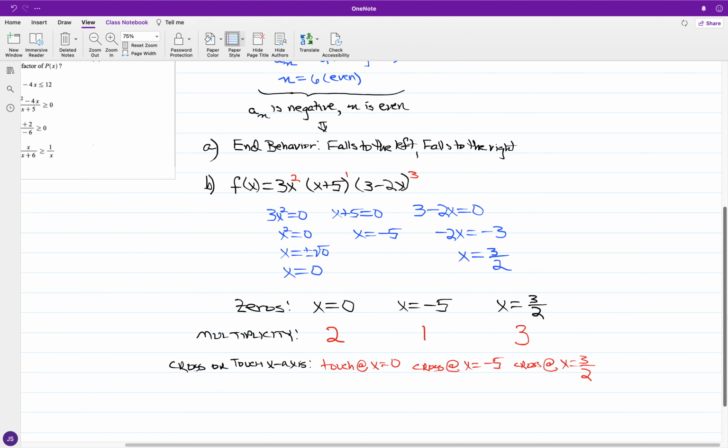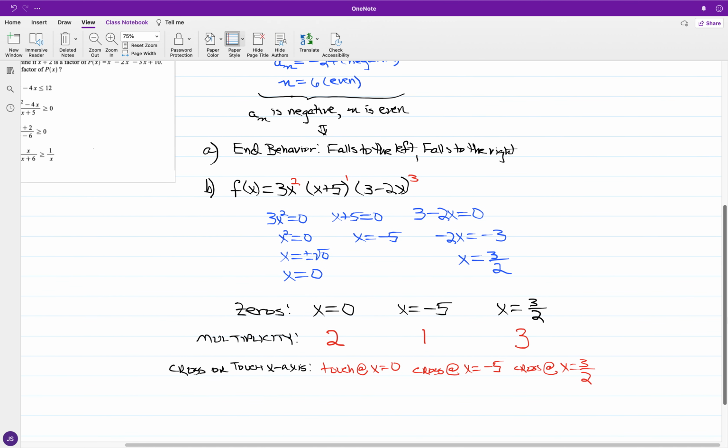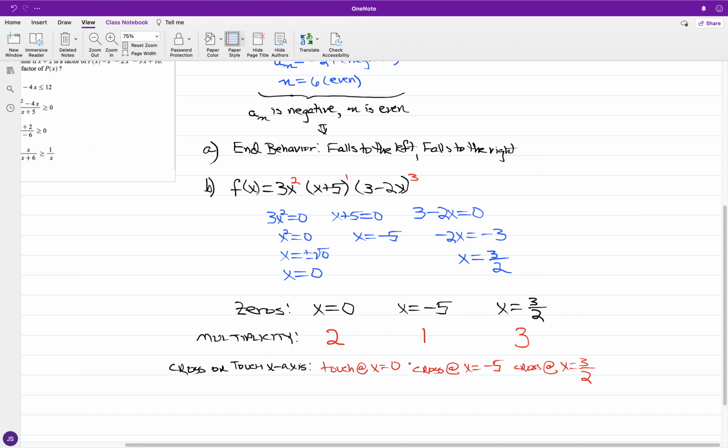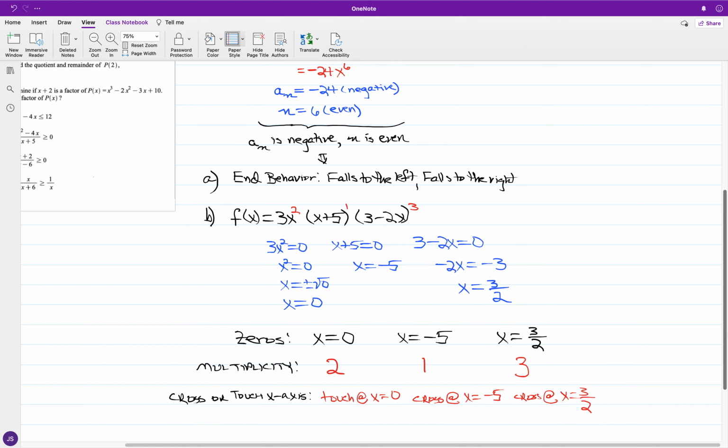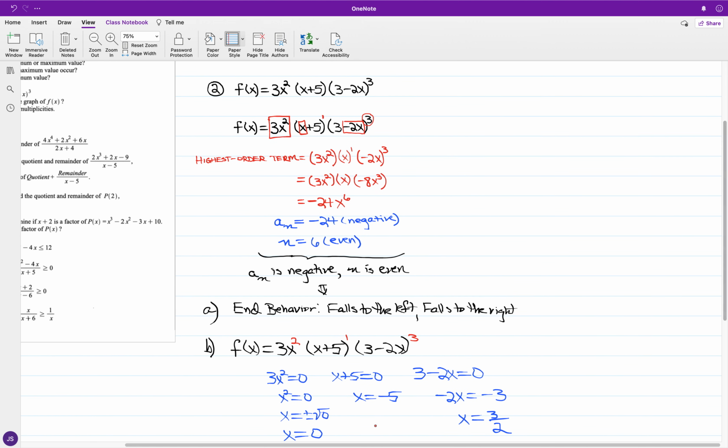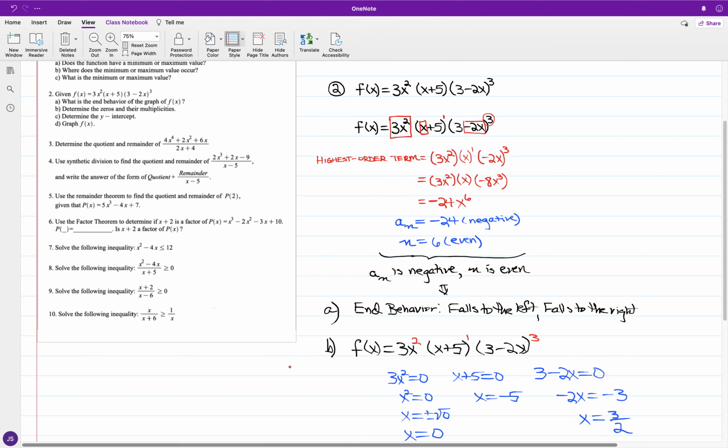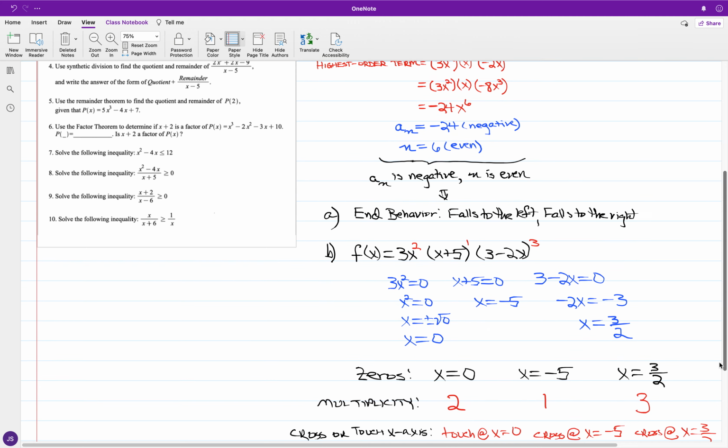So these are the dynamics so far with the end behavior, falling to the left and falling to the right, and again touching at 0 on the x-axis and crossing at a couple. And in the case of part C, again we're looking at the determination of the y-intercept.